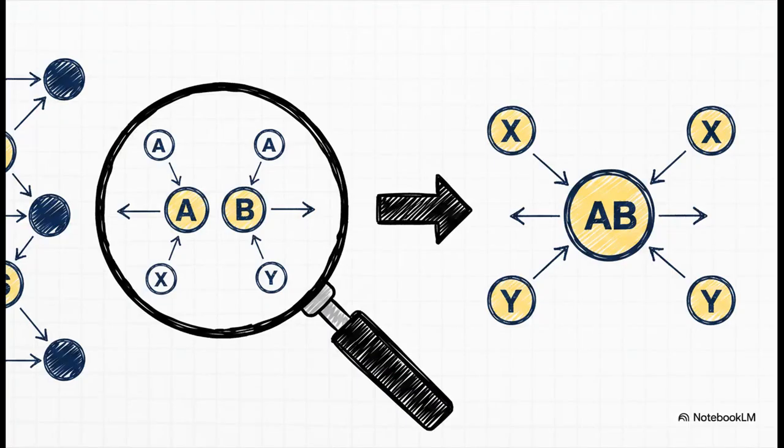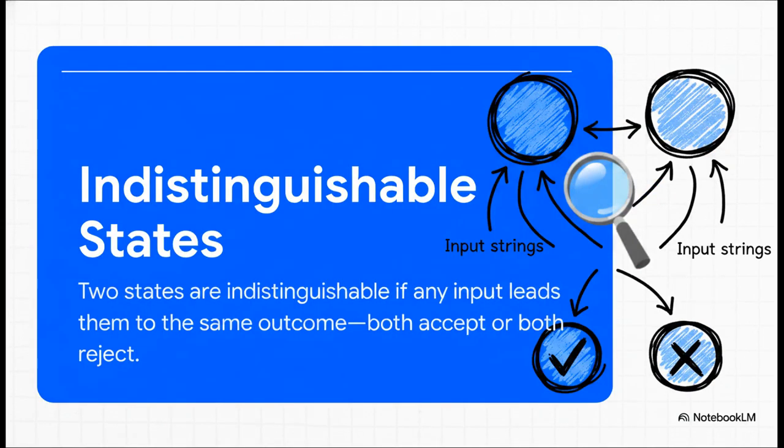The technique is called state minimization, and the core idea is actually super intuitive when you think about it. If you have two states in your machine, and no matter what text you feed them from that point on, they lead to the exact same result, then for all practical purposes, they're the same state. They're twins. And if they're twins, we can just merge them into one without changing what the machine does at all.